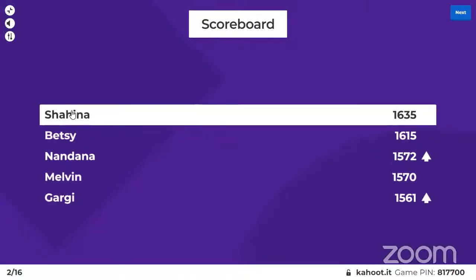So again, scoreboard. We have Shahina on the top with 1635. Betsy has moved to the second spot with 1615 points. Third, we have Nandana. Fourth, we have Melvin. And fifth, we have Gargi.